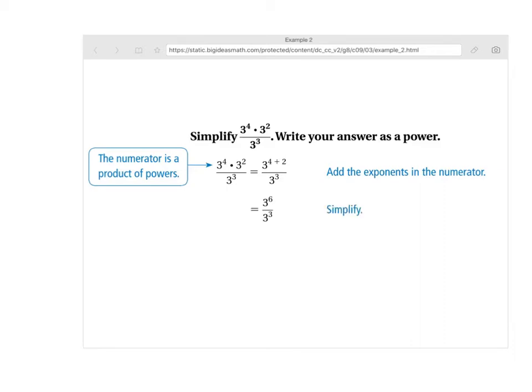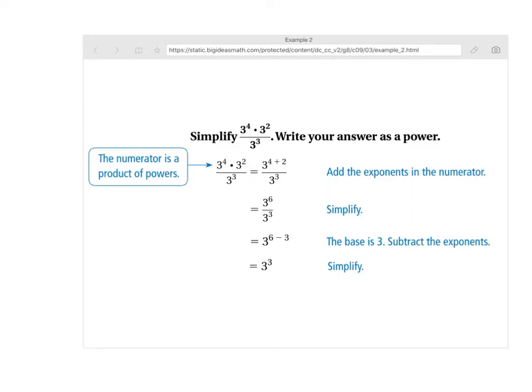So then you get 3 to the power of 6, and divided by 3 to the power of 3. We just keep copying that until we get to where we can actually work with it. 3 to the power of 6 divided by 3 to the power of 3. Again, we just subtract the exponents because this is division. Then simplify, and you should get 3 to the power of 3, because 6 minus 3 is 3.